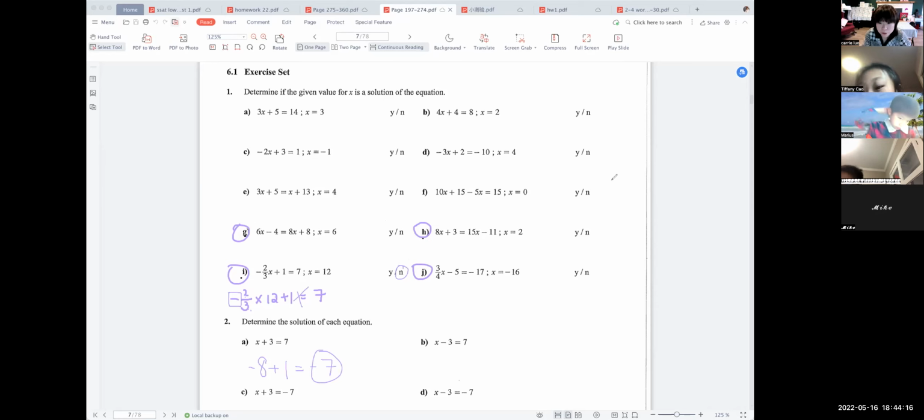Understand? So when we do a fraction, so 2 over 3 times 12, it's always the numerator times together and divided by the denominator. Understand? Okay, so G, H, and I, J. So please do it.